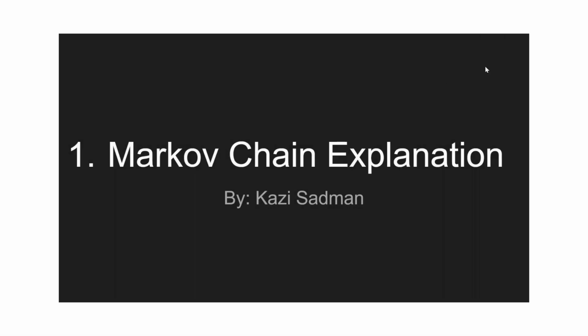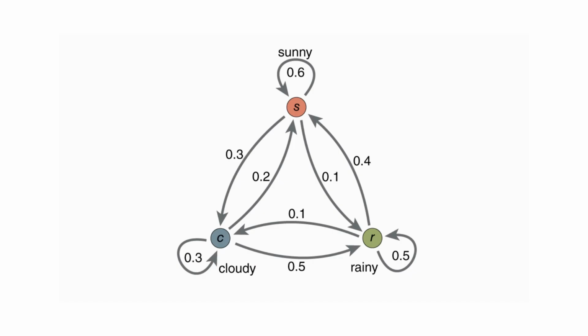Today I'm going to be talking about Markov chains. So let's say you're a meteorologist and you're trying to find the chance of it being cloudy tomorrow. You know that today is sunny and you're trying to find the probability that tomorrow is cloudy. If you look at this diagram, you can see that sunny is represented by this red ball and cloudy is represented by this blue ball. And the probability between them is 0.3, which is 30%.